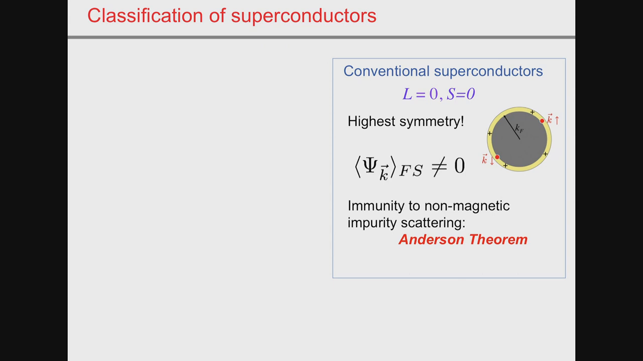You have a gap everywhere on the Fermi surface, which therefore scattering of electrons with non-magnetic impurities is not doing much to the superconductor. This is called the Anderson theorem. In fact, TC remains the same, all the way to very, very close to TC.